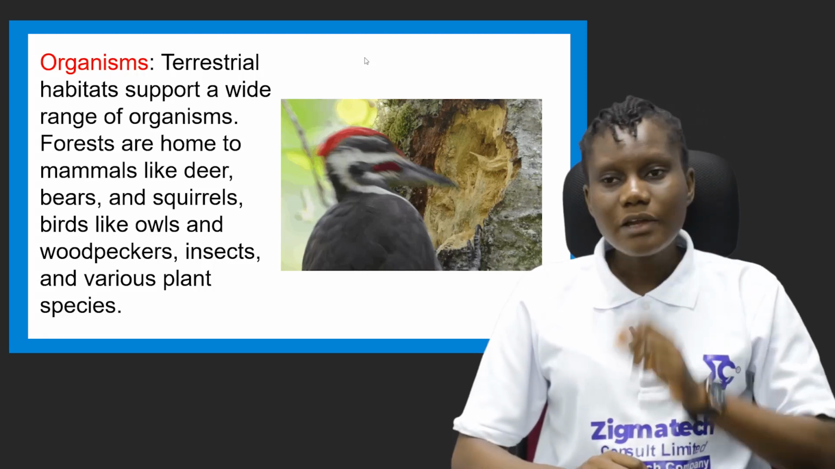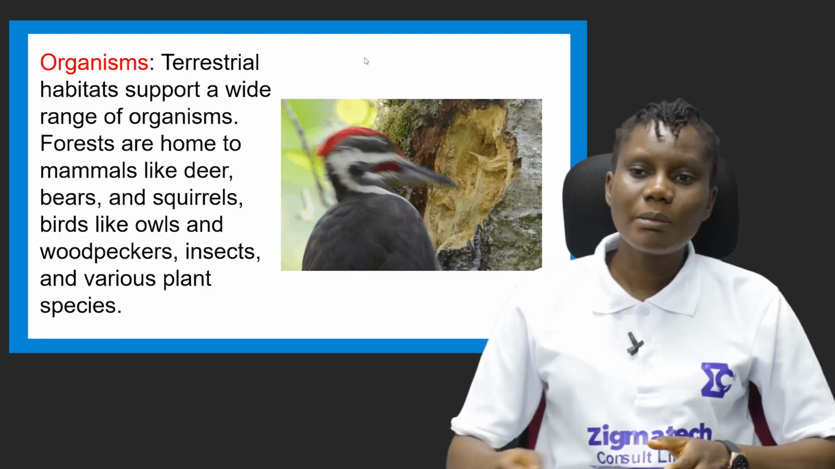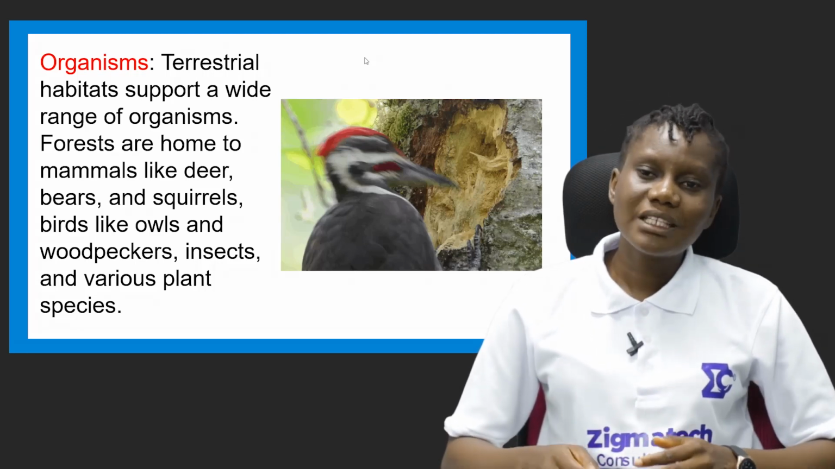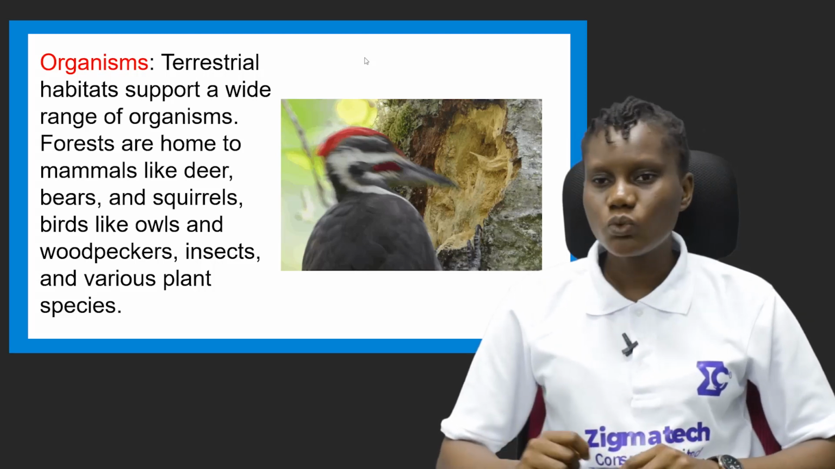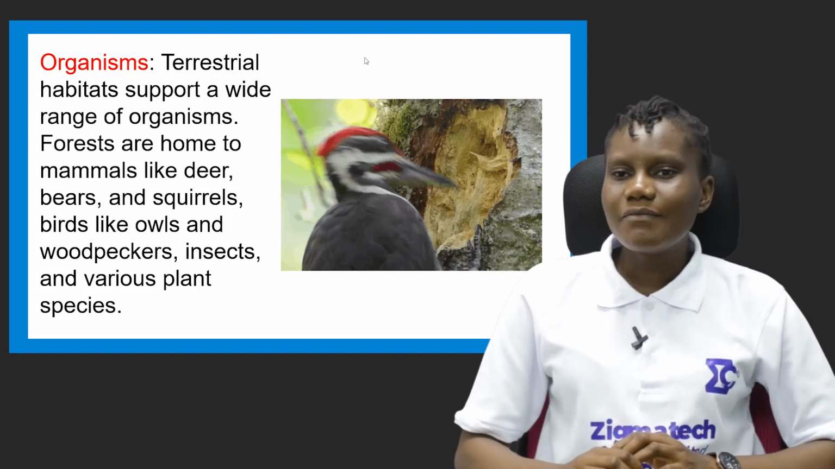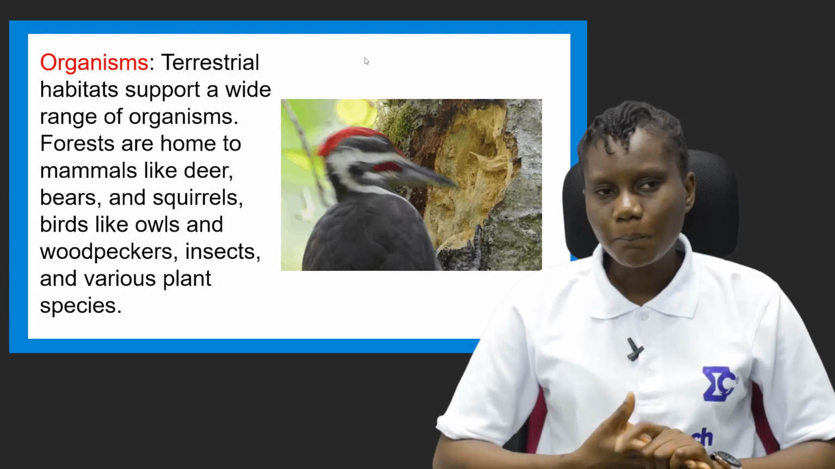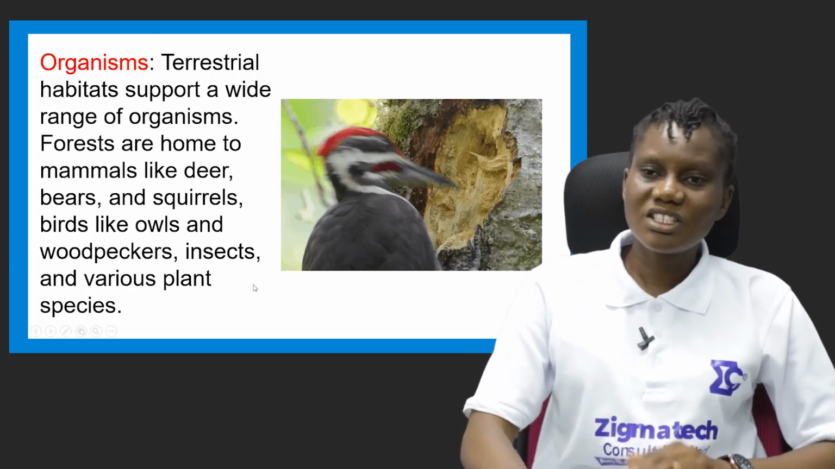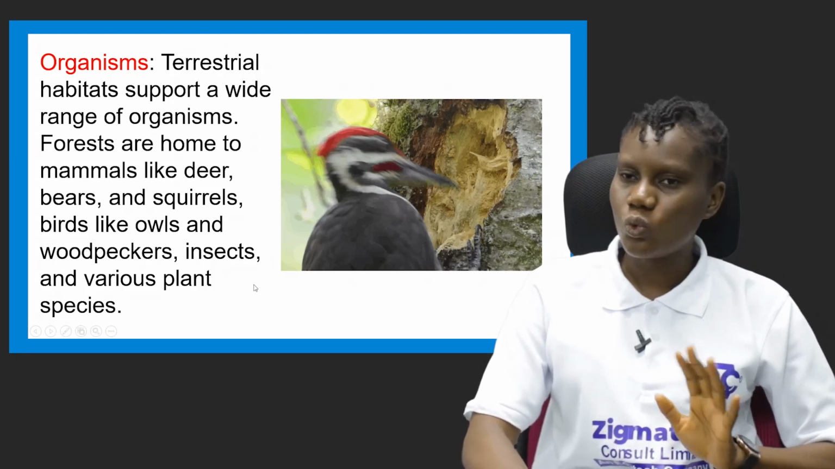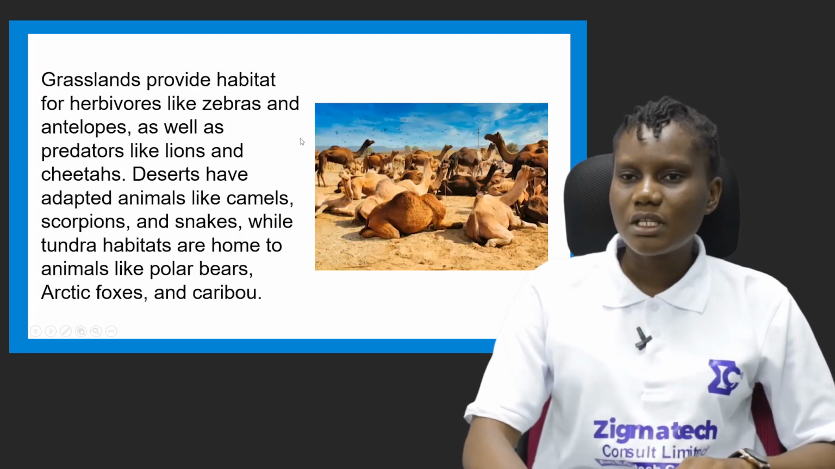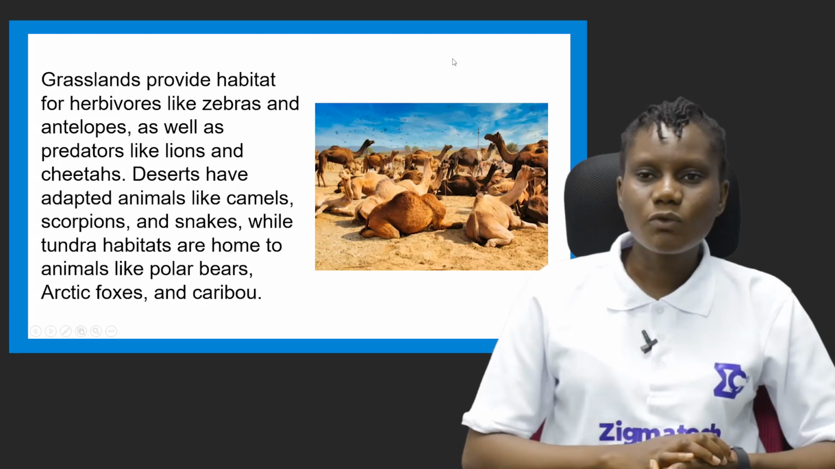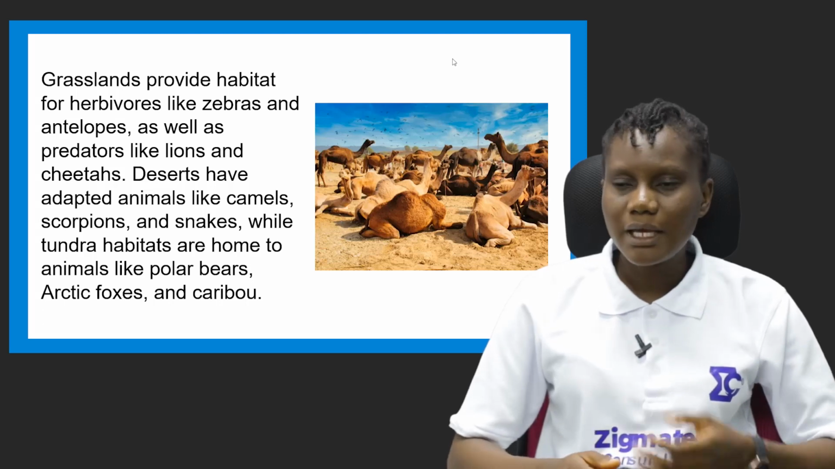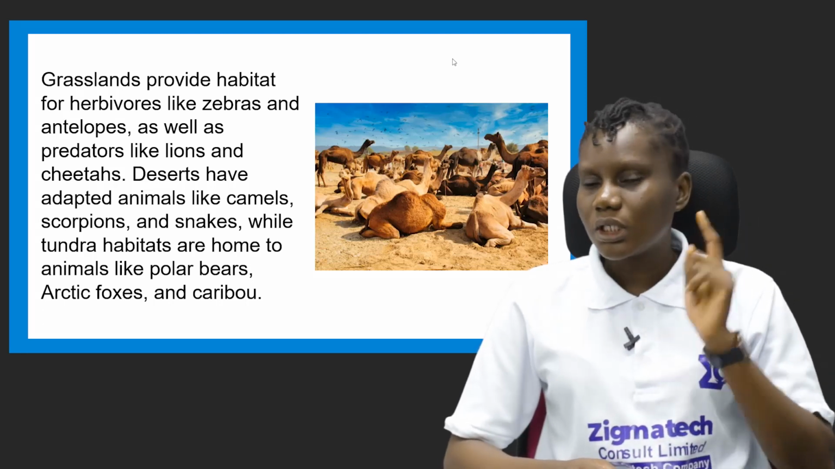So what kind of organism are you going to find in the terrestrial habitats? Terrestrial habitats support a wide range of organisms. Forests are home to mammals like deer, bears, and squirrels. Birds like owls and woodpeckers. On the screen, that is a woodpecker. Insects and various plant species, you find them on the terrestrial habitat. In the terrestrial habitat, that is their home. That's where they stay. They don't stay in the water, they stay in terrestrial habitat. So grassland provides habitats for herbivores. By now you should know what herbivores are if you have been following the classes.